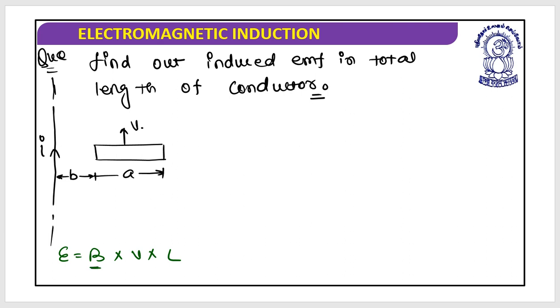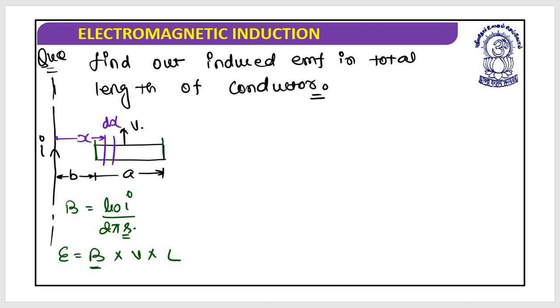But the problem is this B, because B is mu naught I by 2 pi r, while r, the distance of each end, will be a different one. For this it will be different, for this it will be different. So how should I do this? In this kind of situation, I should always take help from integration. This is a smaller segment which is at distance x, and the thickness of this is dx.